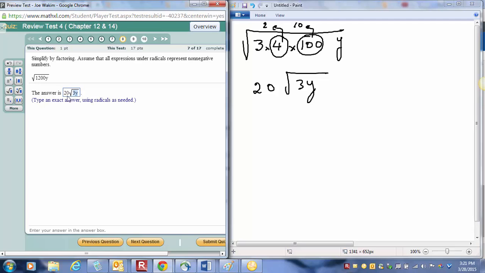Okay? If you square this, 20 times 20 is 400. Square this, the square root of 3y squared would be 3y, and 3y times 400 will give you 1200y.